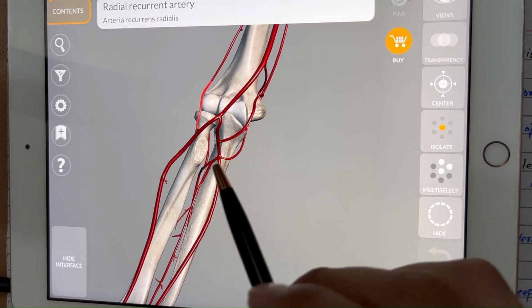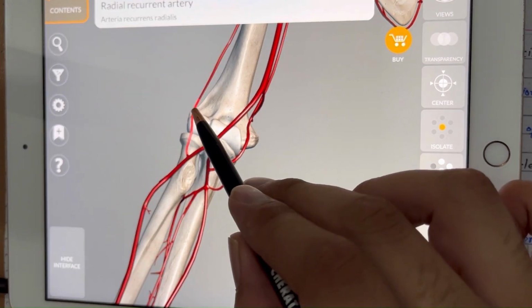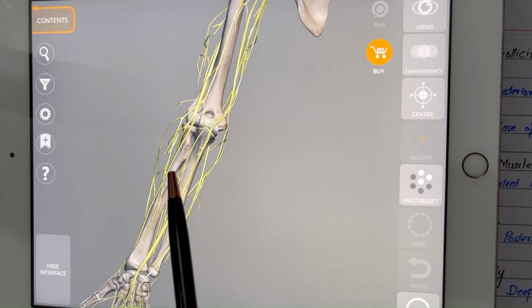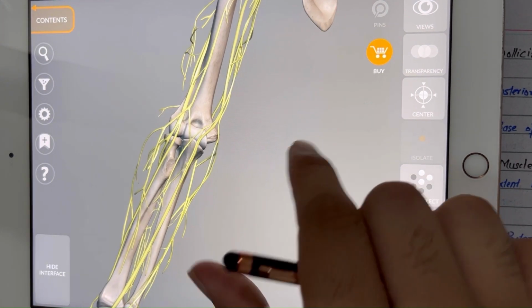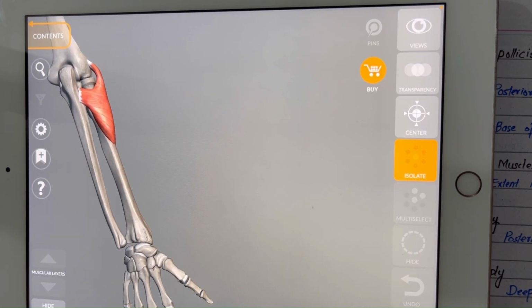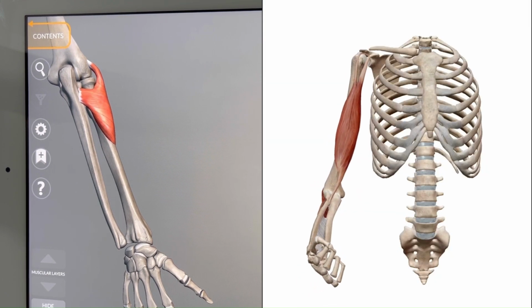Now student, moving toward the blood supply of the supinator muscle. So student, this muscle is supplied by the radial recurrent artery. As you can see in the diagram, this highlighted artery is the radial recurrent artery. Now student, the innervation is the same as the other muscles of the posterior compartment of the forearm, which is the deep branch of the radial nerve. Now student, moving toward the action of the supinator muscle. So as its name indicates, it plays an important role in the supination of the forearm.